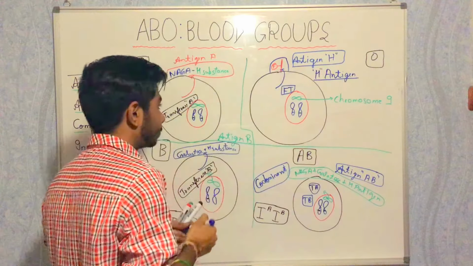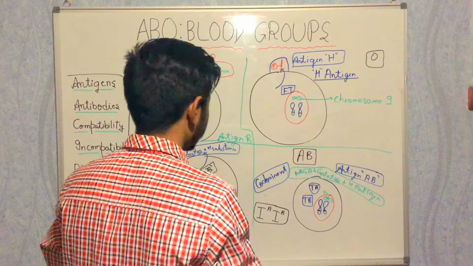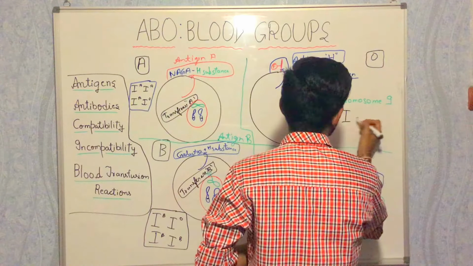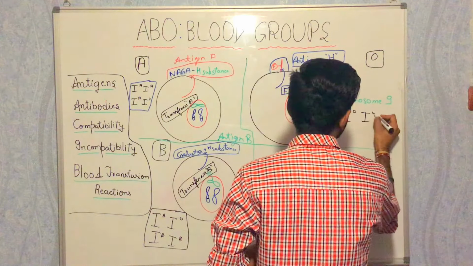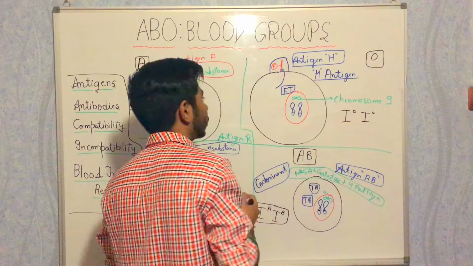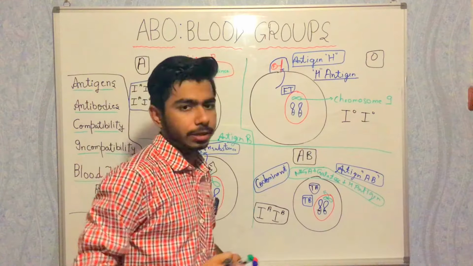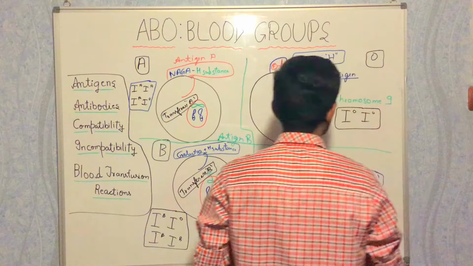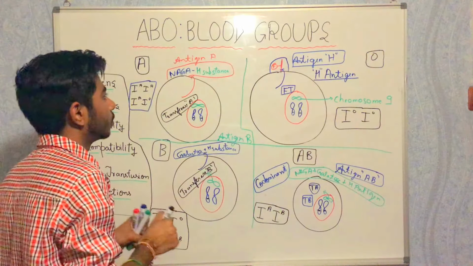Okay. And if we talk about blood group O, we have no antigen, so there will be IO-IO, because no chromosome is participating in blood grouping since they don't have any antigen. So that would be only one genotype. So these were about the genotypes of blood groups.